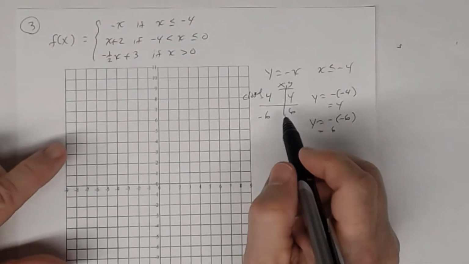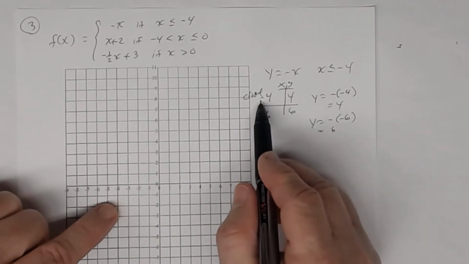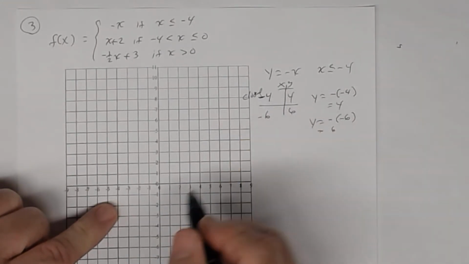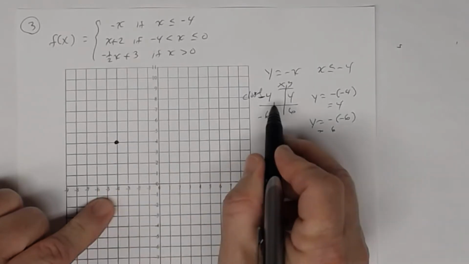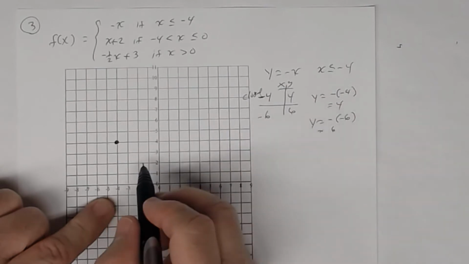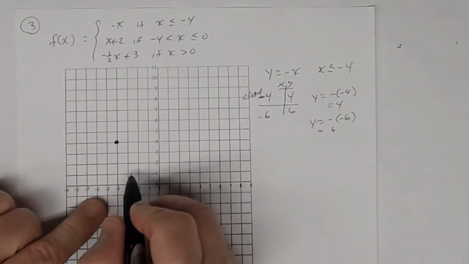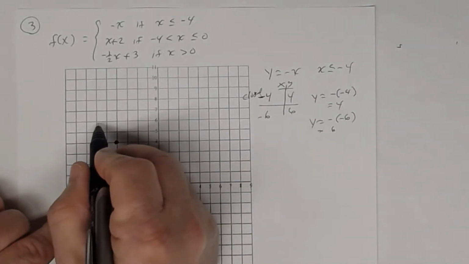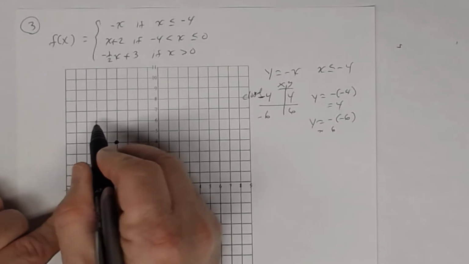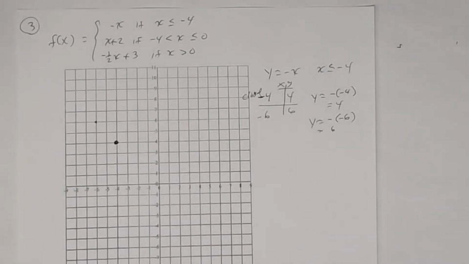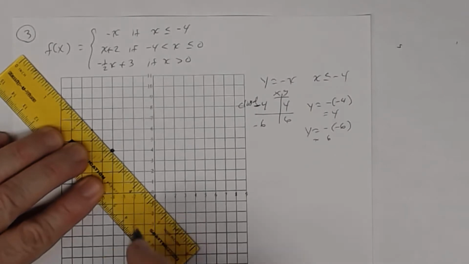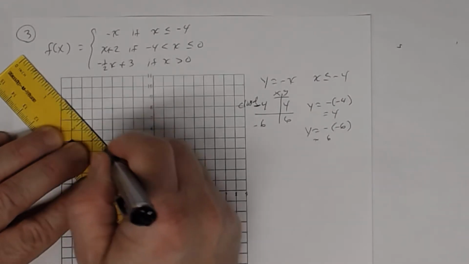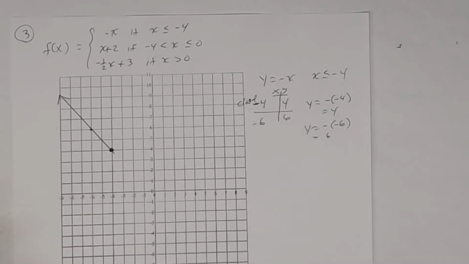All right, so let's plot those 2 points. Negative 4, 4 is right here, and it's closed because that's an equal sign. And then the other point is negative 6, 6, which is here. Now let's go ahead and draw that ray. It looks like this. So there's your graph. Okay, that's the graph.